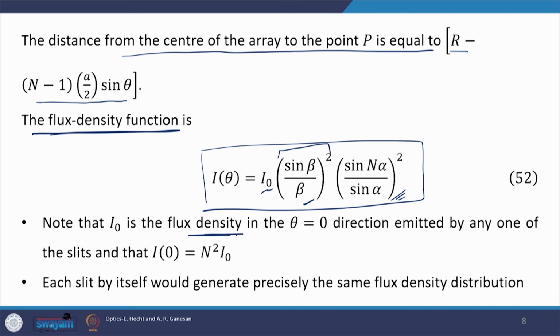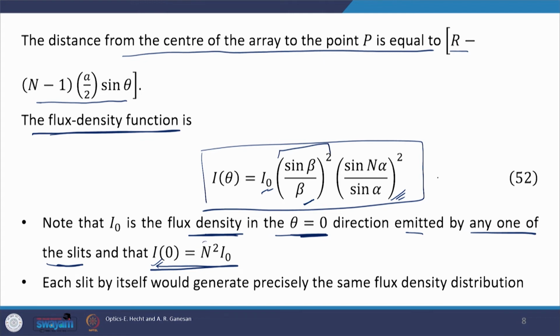Now, I naught is the flux density or irradiance in theta is equal to 0 direction emitted by any one of the slits. Therefore, if you substitute theta is equal to 0 in equation number 52, you get I 0 is equal to n square I naught. It means in the theta is equal to 0 direction, the resultant irradiance would be n square times I naught. I naught is the contribution from the single slit. If you increase the number of slits, the total irradiance will increase by n square times I naught.